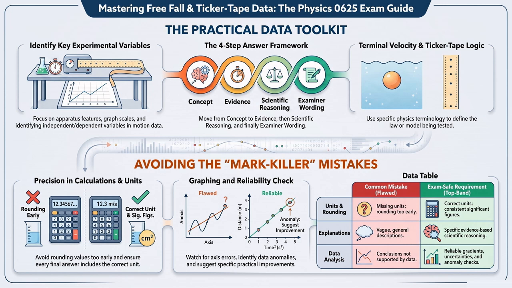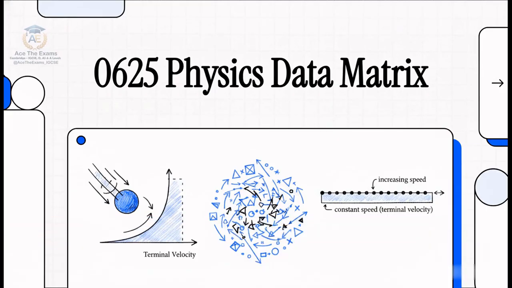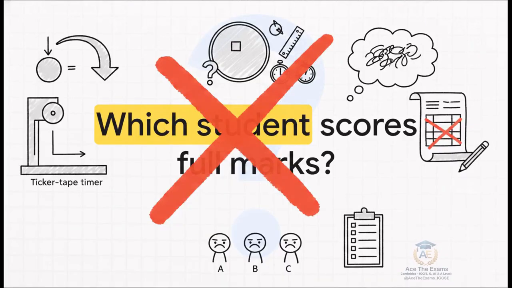Every single year, thousands of students lose easy marks on the exact same Cambridge 0625 physics data questions. It is literally like there's a hidden matrix of patterns in these exam papers. Well, today, we're decoding the whole shebang. We're zeroing in on terminal velocity and ticker tape practicals, and exactly how you can translate your physics knowledge into undeniable top-band marks.